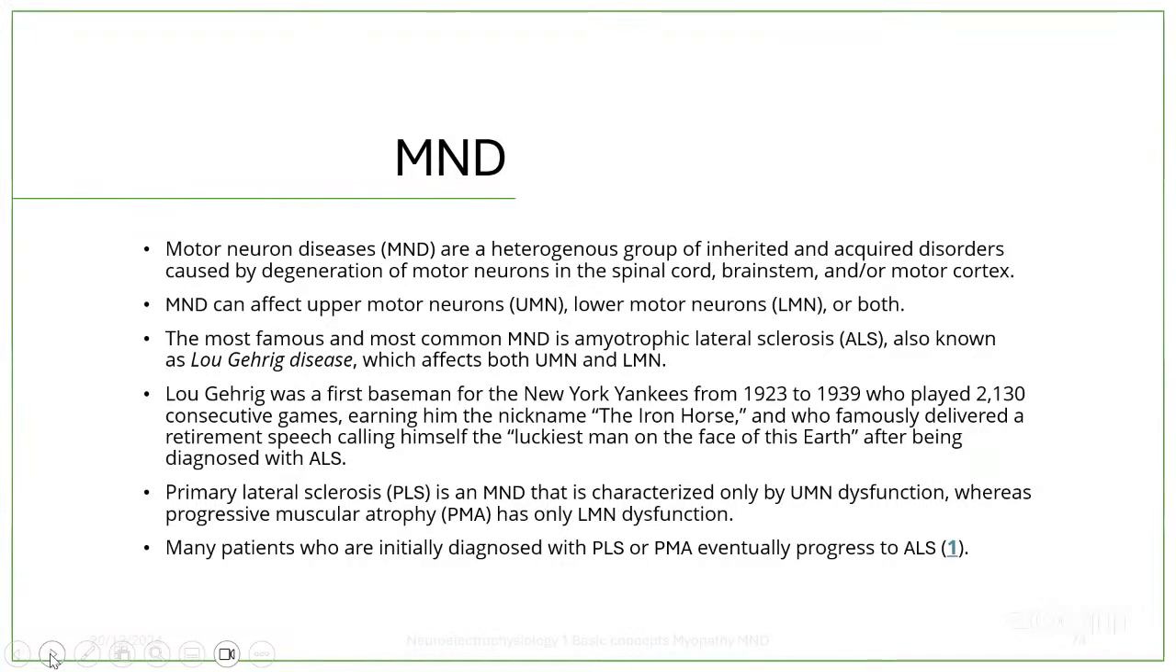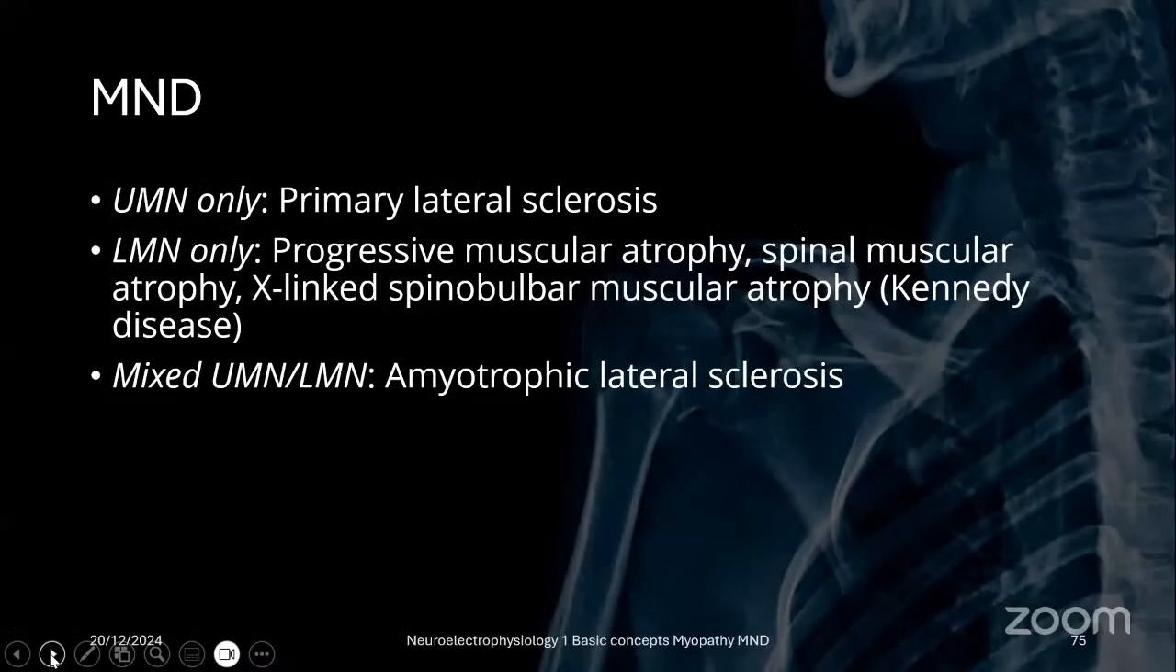So primary lateral sclerosis is an MND that is characterized only by UMN dysfunction, whereas progressive muscular atrophy has only LMN dysfunction. Many patients who are initially diagnosed with PLS or PMA will eventually progress to ALS. So if it is only UMN, we call it primary lateral sclerosis. If it is only LMN, we call it progressive muscular atrophy, spinal muscular atrophy, X-linked spinobulbar muscular atrophy, and mixed.